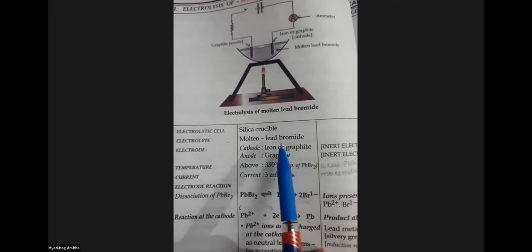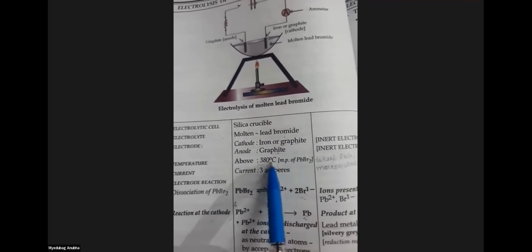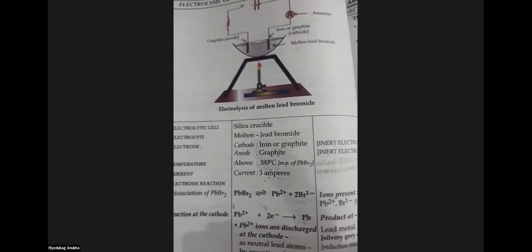Now, as I told you, in the electrolytic cell, we have taken a silica crucible. Electrolyte, we have taken the molten lead bromide. At the cathode, both the electrodes can be of graphite. We don't have any problem. The temperature must be around 380 Celsius because that's the melting point of lead bromide. The current on the ammeter must be around 3 amperes. We cannot supply very high current to the setup. Then as we pass the current to the molten lead bromide, obviously it is going to dissociate into the positive ions and the negative ions at their respective electrodes.